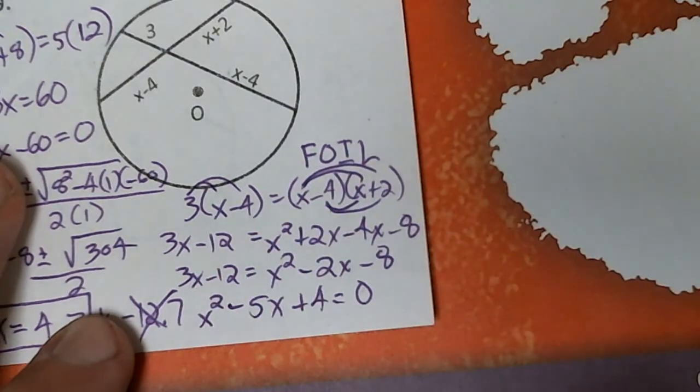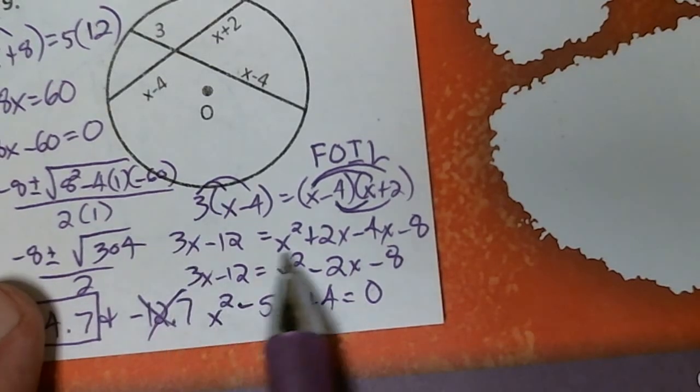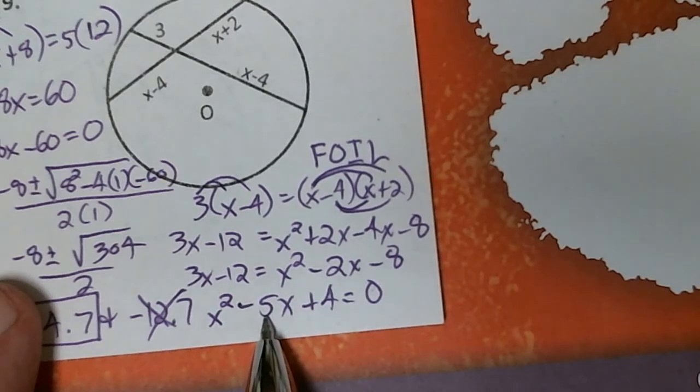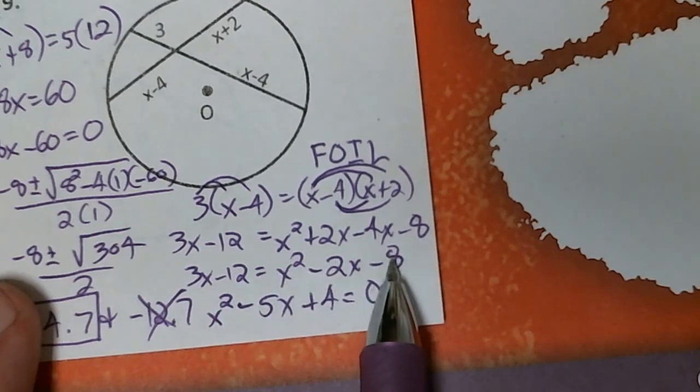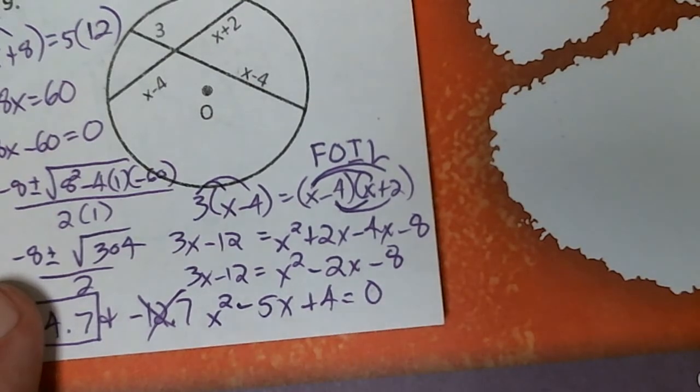equals 0. Okay, so let me stop there for just a second. Make sure you guys are with me. Move the 3x to this side. So it's going to be -3x minus 2x, minus 5x. Add 12 to both sides. -8 plus 12 is 4. And now I've got everything set equal to 0.